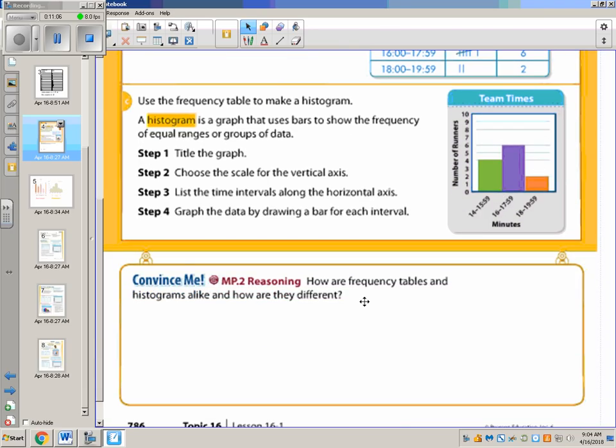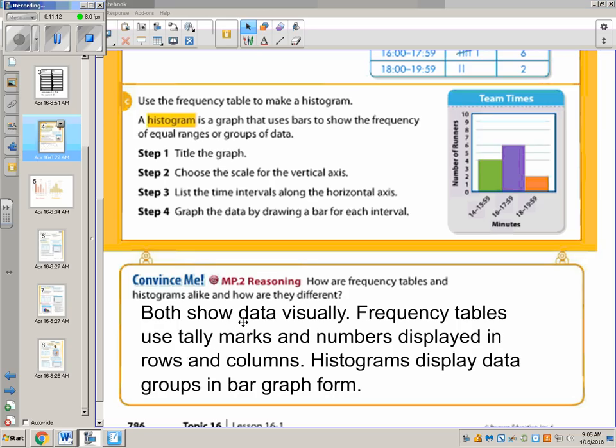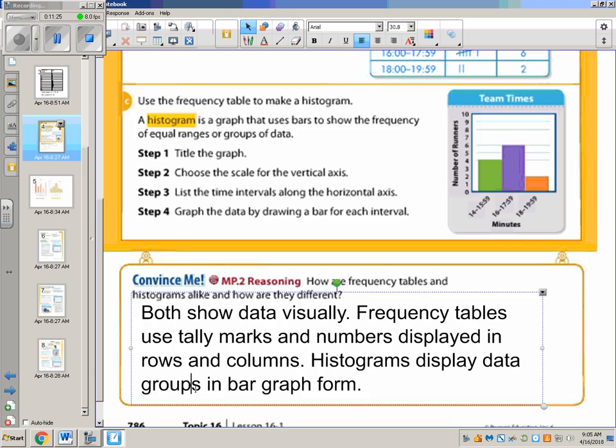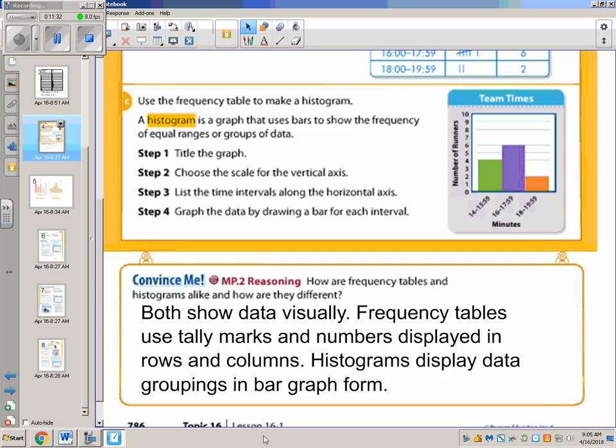So it says, how are frequency tables and histograms alike and how are they different? So this is what I would say. Both showed data visually. Frequency tables use tally marks and numbers displayed in rows and columns. Histograms display data in groups, this should say groupings, in bar graph form. So this is my answer. If you have a different answer, that's fine, but make sure that you have an answer written there when I check your books tomorrow.